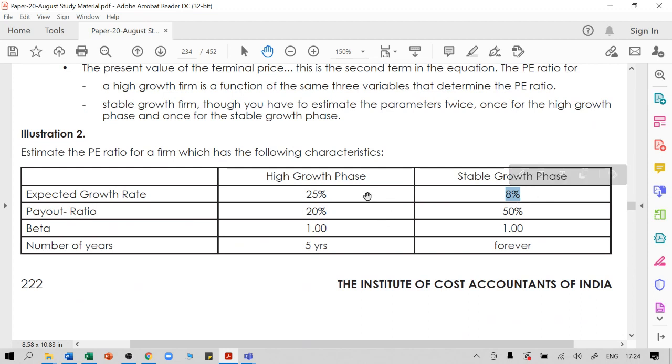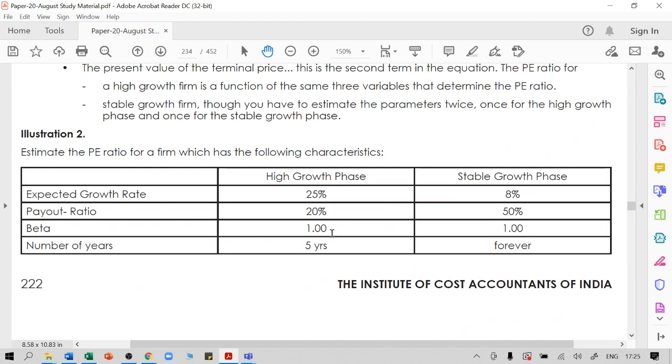It means that the earnings of the company will grow at the rate of 25% per annum for the next 5 years, and from the 6th year to infinity, earnings of the company will grow at the rate of 8% per annum. Dividend payout ratio is 20% in the high growth phase, and dividend payout ratio will be 50% in the stable growth phase. Higher dividend payout ratio.